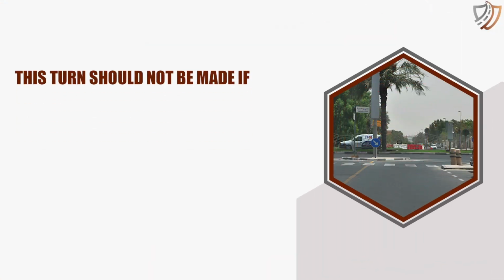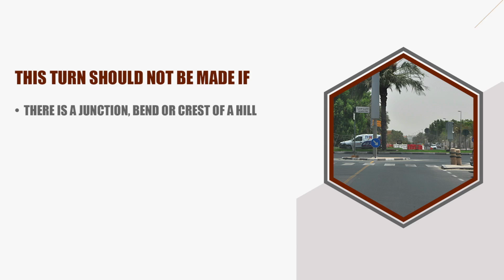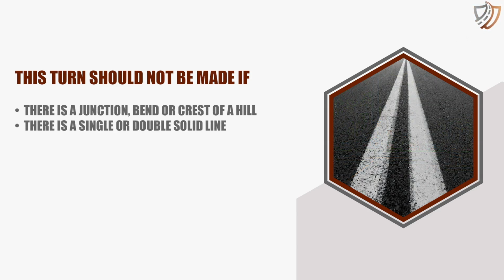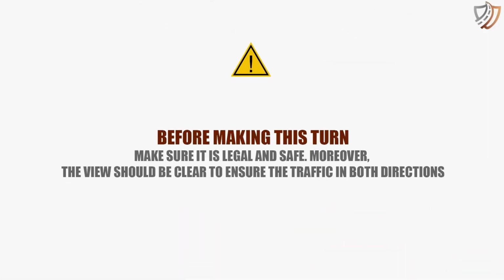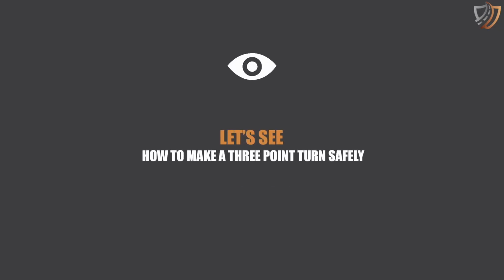This turn should not be made if there is a junction, bend, or crest of a hill. There is a single or double solid line. Before making this turn, make sure it is legal and safe. Moreover, the view should be clear to ensure the traffic in both directions. Let's see how to make a 3-point turn safely.